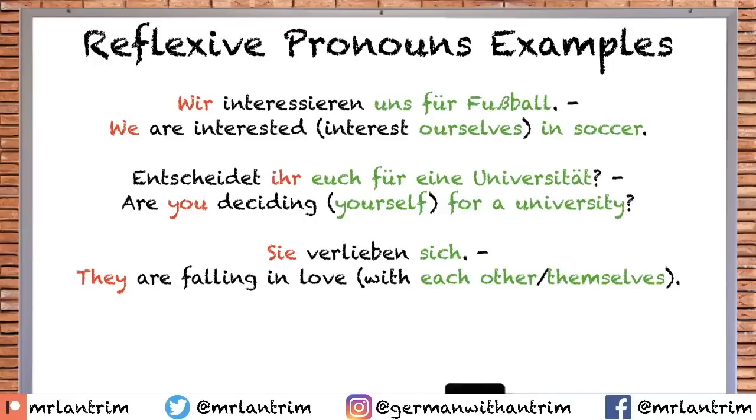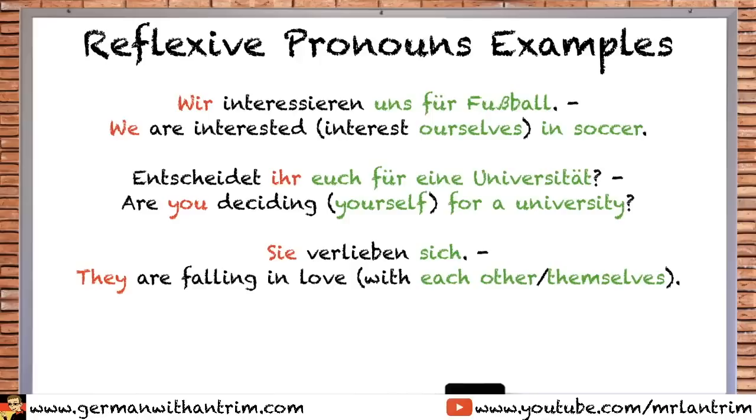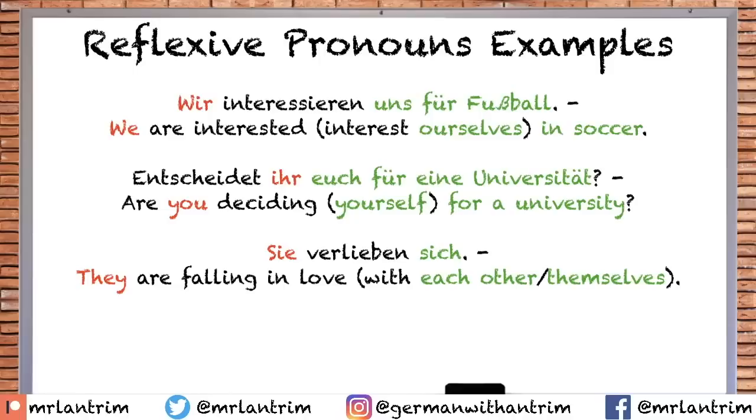More examples, we have: Wir interessieren uns für Fußball. We are interesting ourselves in soccer, or we are interested in soccer, if you wanted a more normal conversation. But uns in there is the same people as wir are referring to. So wir interessieren uns. Those things reflect each other.